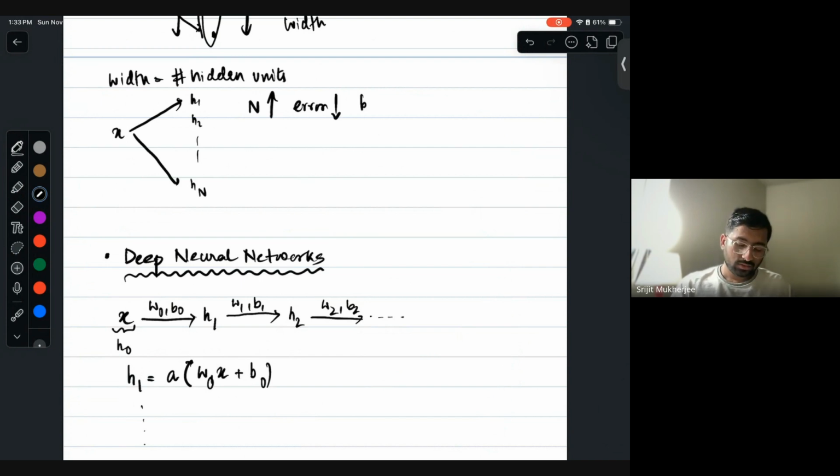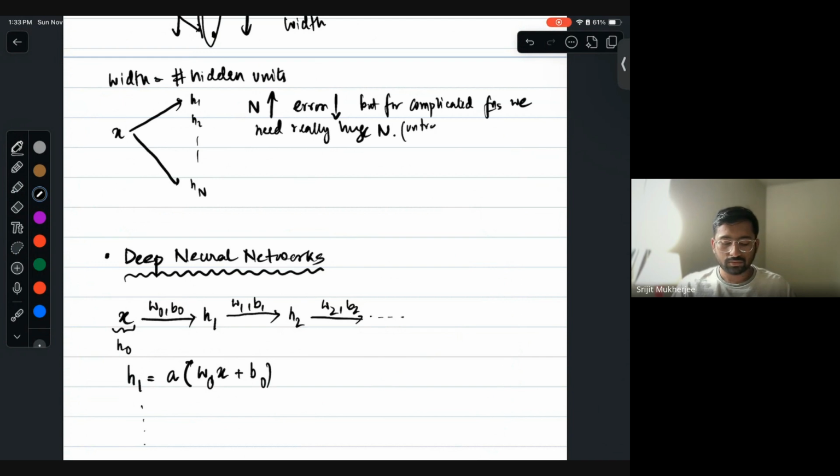But for complicated functions, we need a really huge capital N, which is intractable for a computer. We again need simplicity. So this is called the width. The question now was, can there be depth?